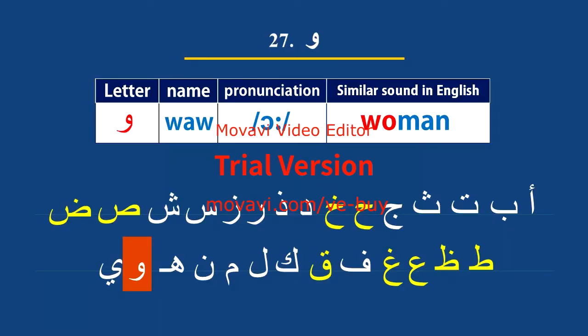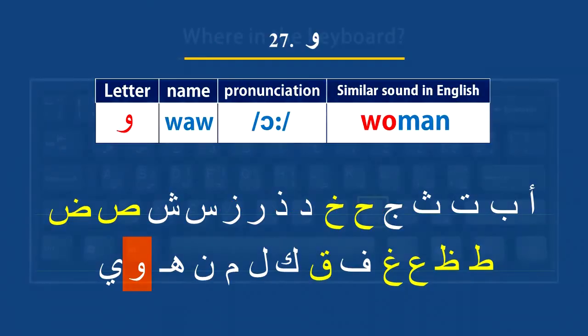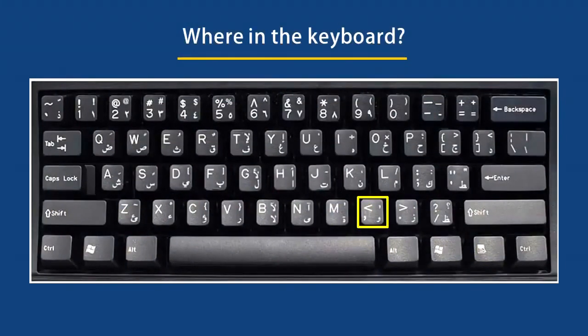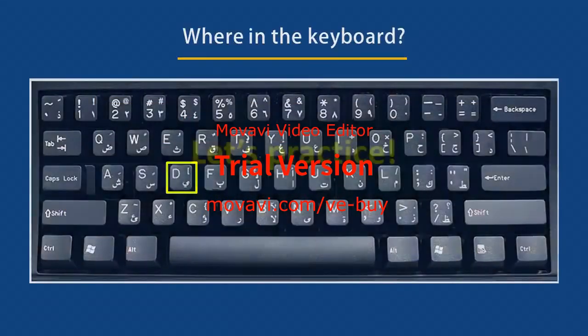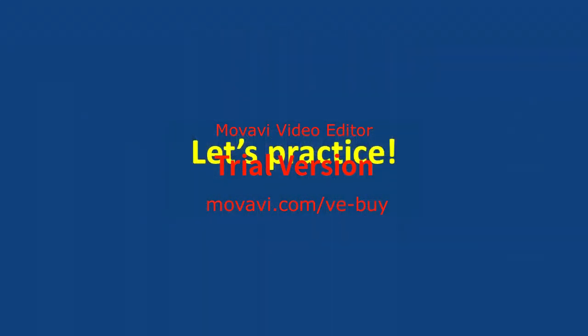Waw has the pronunciation of W, just like the W of woman, and it is found with the comma key. And the last letter is Ya. Ya has the pronunciation of Y, just like the Y of year, and it is found with the D key. Having covered all the letters of the Arabic alphabet, let's try to read some words.